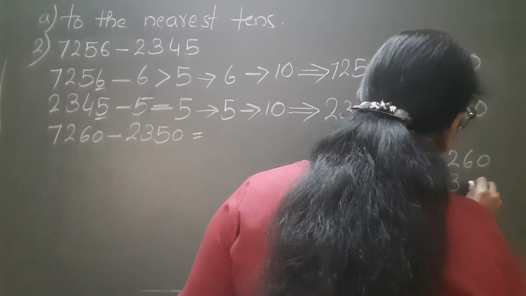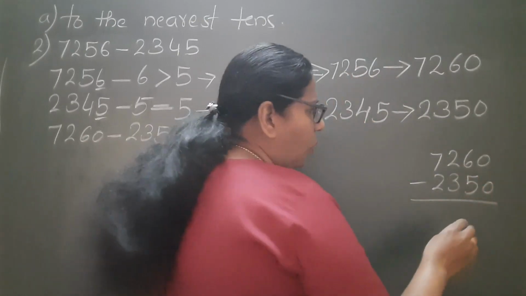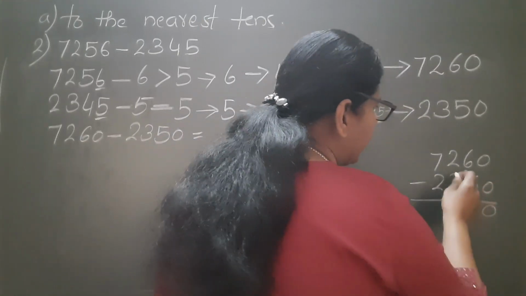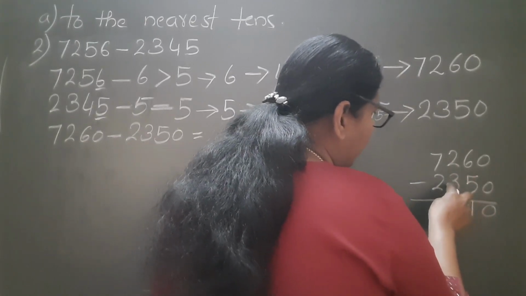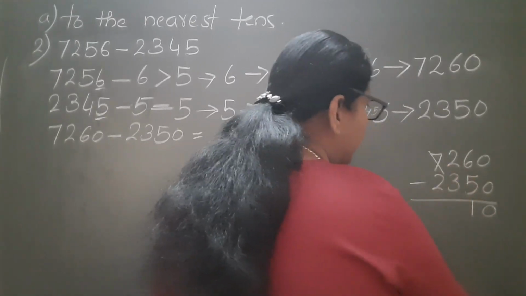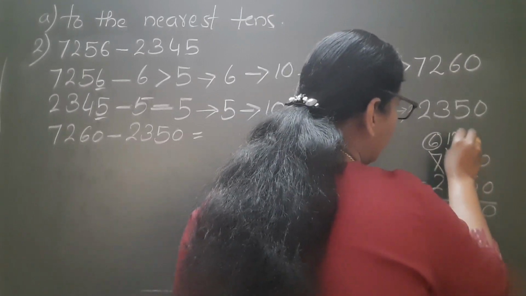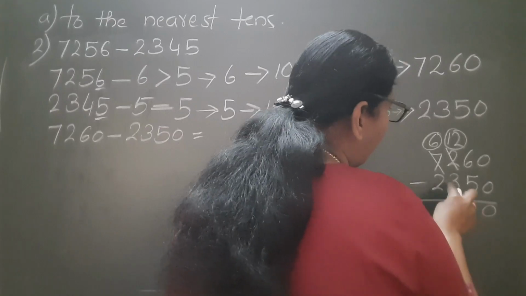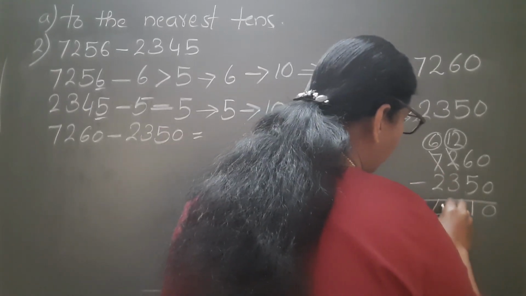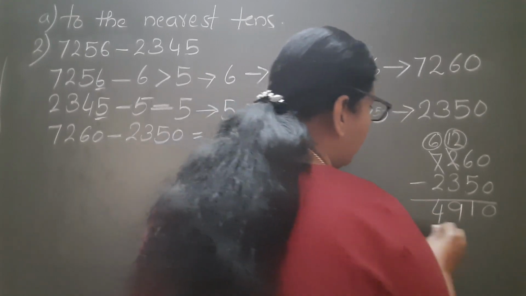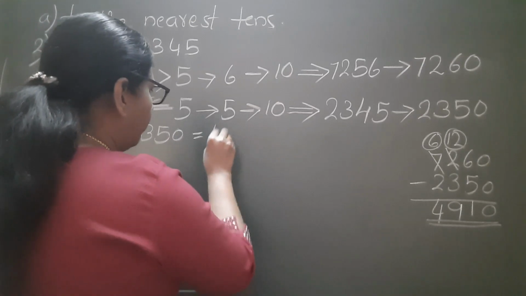7260 minus 2350. 0 minus 0 is equal to 0. 6 minus 5 is equal to 1. From 2 we cannot subtract 3, so we have to borrow from 7. 7 becomes 6 and this 2 becomes 12. 12 minus 3 is equal to 9. 6 minus 2 is equal to 4. So we got the answer 4910.